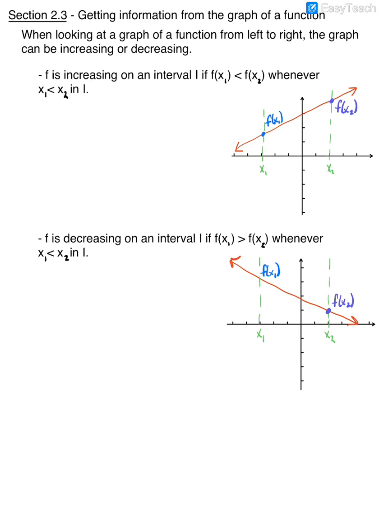Today's lesson is from section 2.3, getting information from the graph of a function. Here we're going to be looking at increasing and decreasing intervals, positive and negative intervals, and local mins and local maxes.